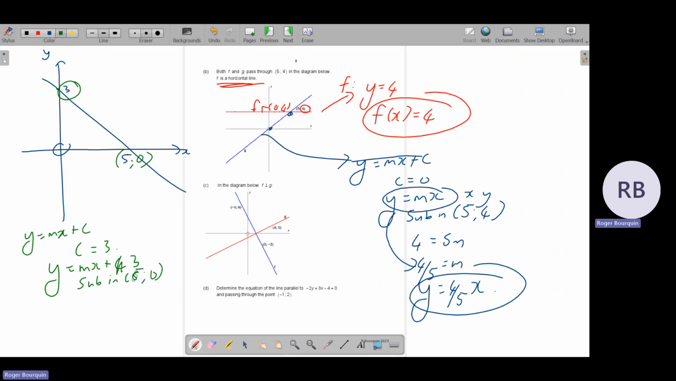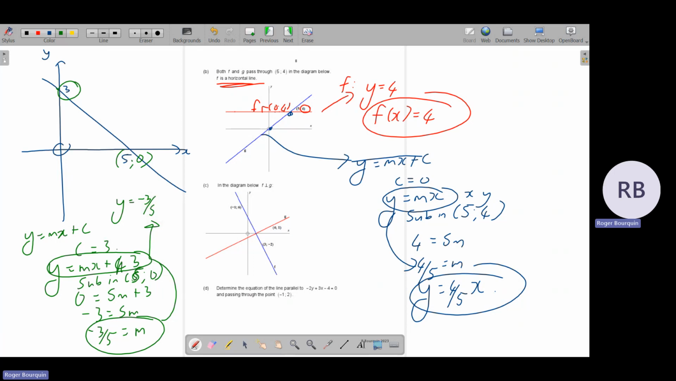Sub in (5, 0), replacing x with 5, and I get 0 equals 5m plus 3. Negative 3 is equal to 5m. Divide by 5, negative 3 over 5 is equal to m. So if I sub m equals negative 3 over 5 into y equals mx plus 3, I end up with y equals negative 3 over 5 x plus 3.